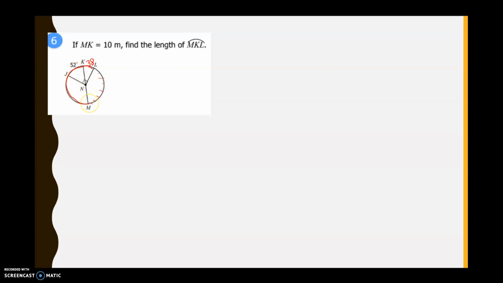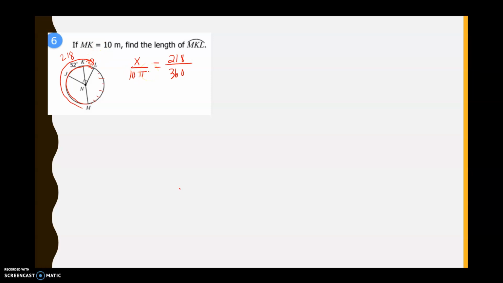So I want everything else. All I'm going to do is add M to K. That's 180 plus 38, which gives me 218 for this entire arc. And that's going to be over 360. It's asked me to find the length, so that's going to be x over my circumference, which is 10 pi.